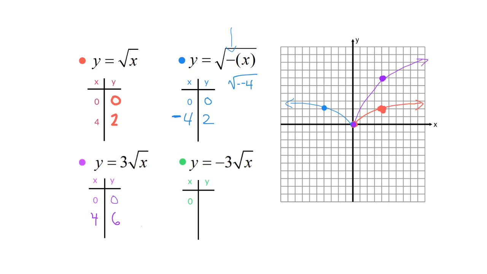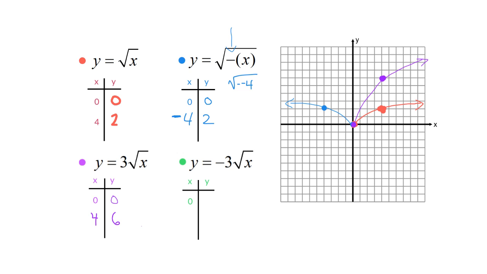So again, comparing this purple curve to our parent function, the only change that's made between this equation and this equation is the 1 is now a 3. So what does it do? Well, it makes the curve wider. So instead of a narrower curve, it makes the curve wider.